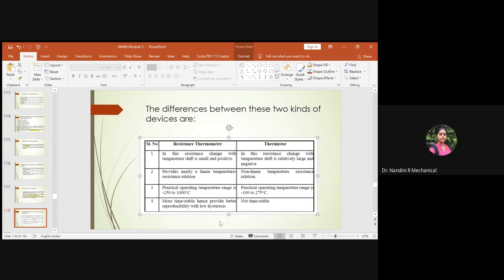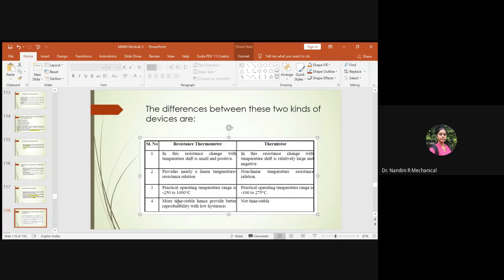So let us focus on the last difference. Here it is about being more time stable. So it has a stability with respect to time in case of resistance thermometer, but whereas in case of thermistor, it is not stable enough with respect to time. So this is the thing.